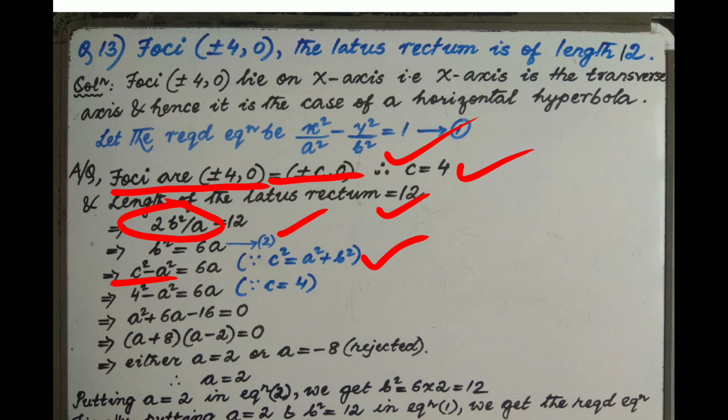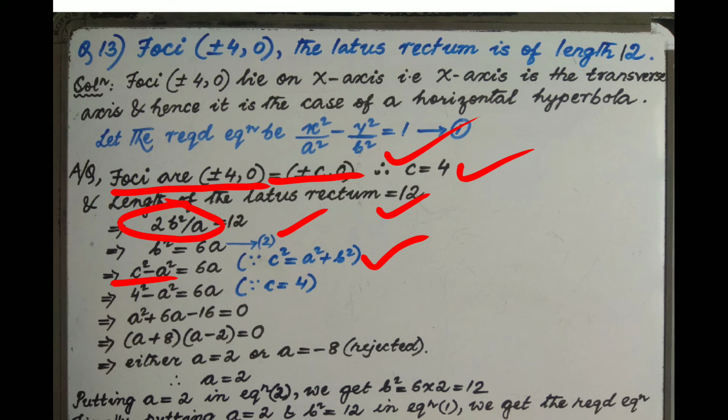You should know the reason. Why are we rejecting a equals to minus 8? Now these values a, b, c, they can never be negative. They are lengths. So negative ones we have to reject. We are going to accept the positive value. That means a equals to 2.